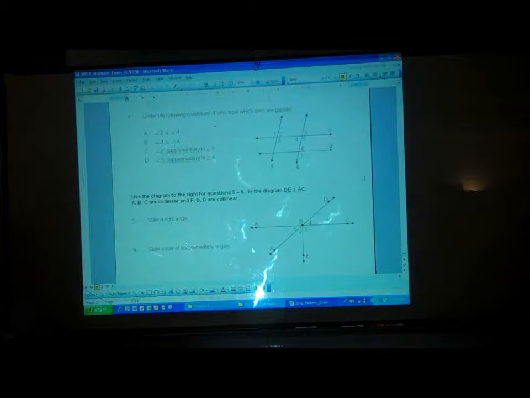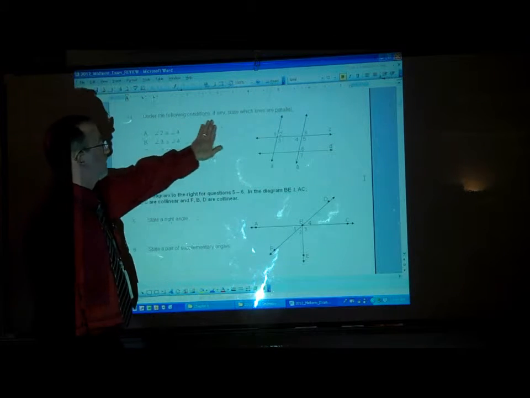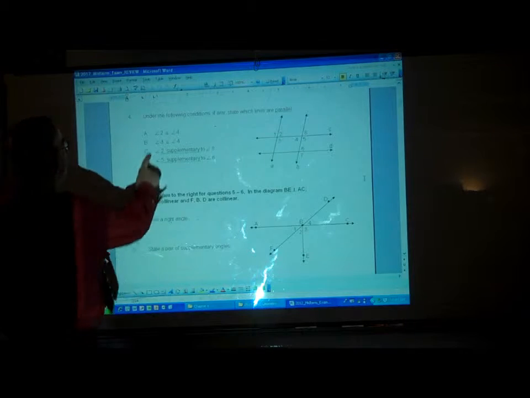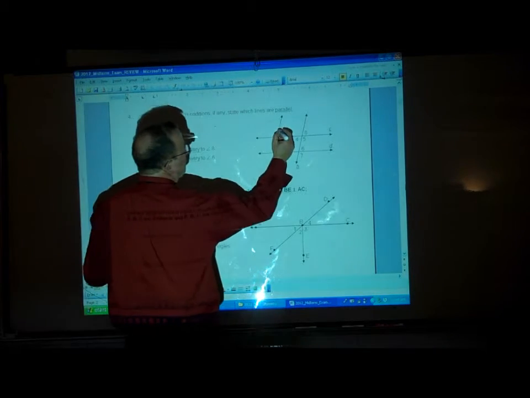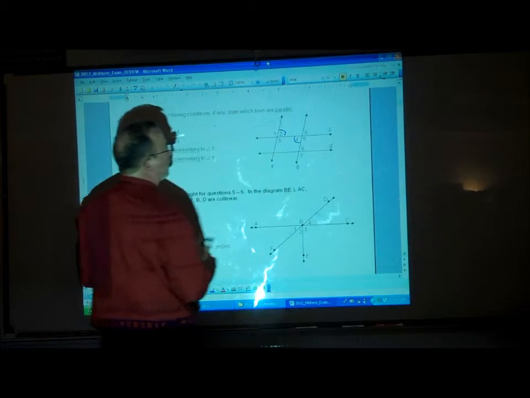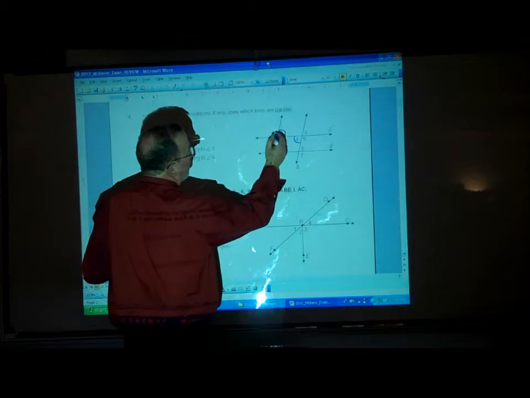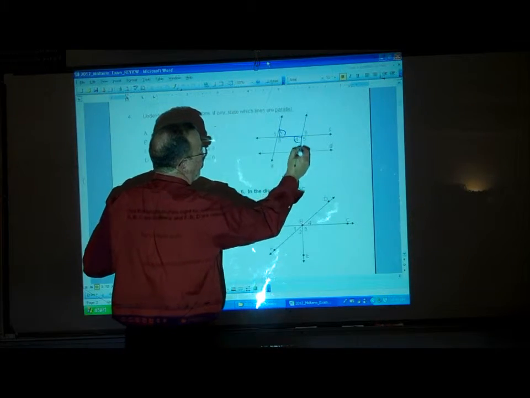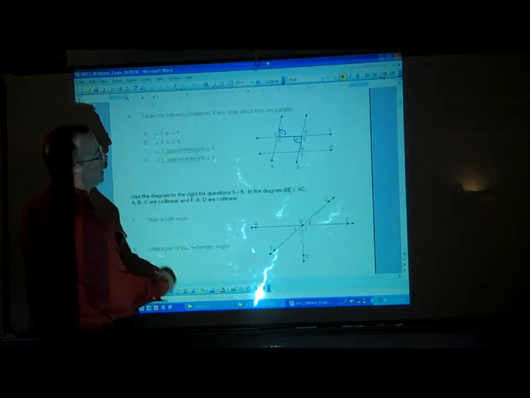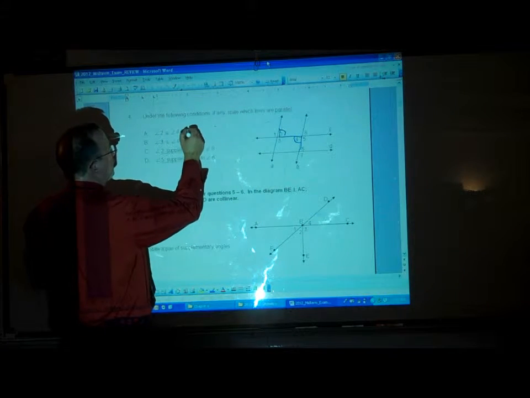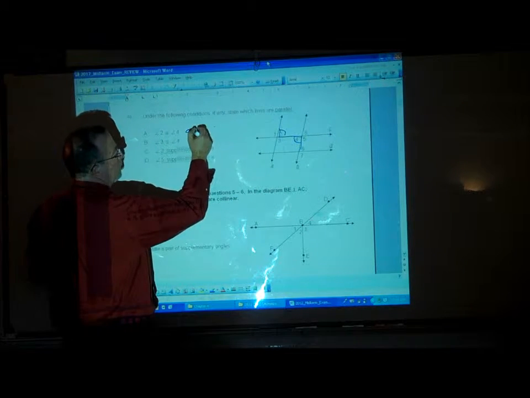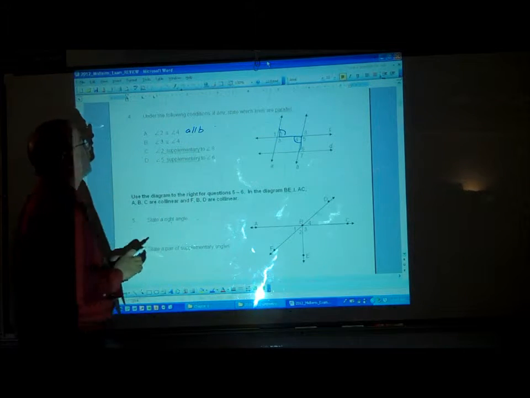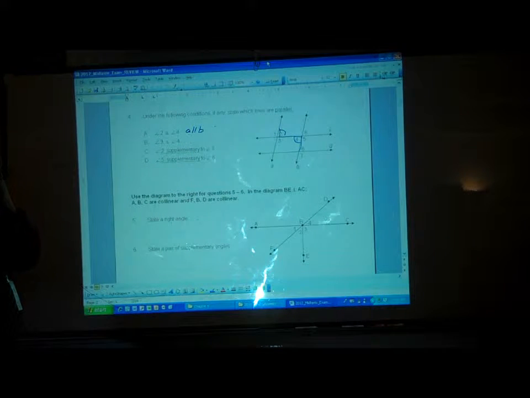Number 4, under the following conditions, if any, state which lines are parallel. Okay? A says 2 is congruent to 4. Well, if 2 is congruent to 4, we should see that we have a Z form there. So those are alternate interior angles. A would be parallel to D. Or B, I'm sorry. So for A, your answer is A is parallel to B.